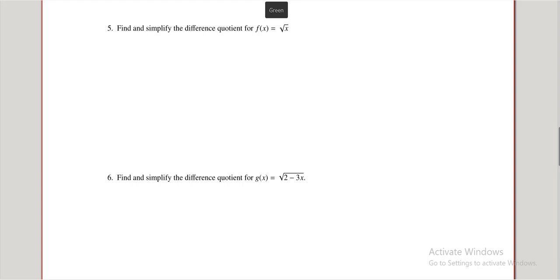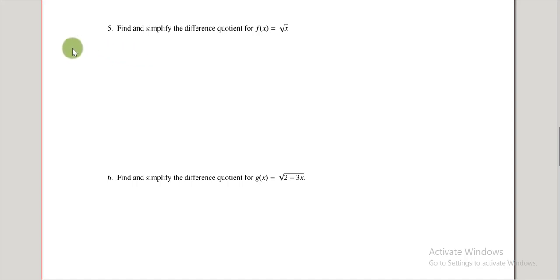Okay, folks, now that we've had some practice with our radical expressions, simplifying them, multiplying by the conjugate, etc., let's go ahead and find and simplify the difference quotient for f of x equals the square root of x. Let's give this a shot here.